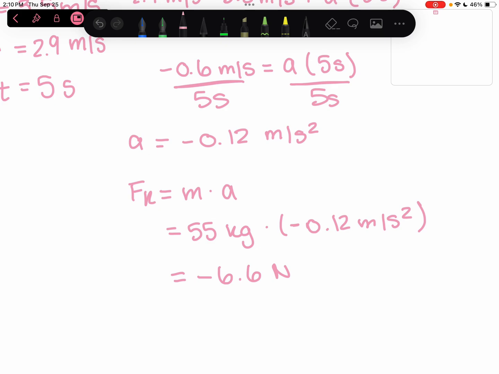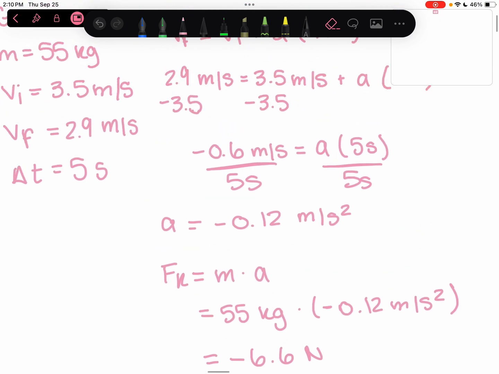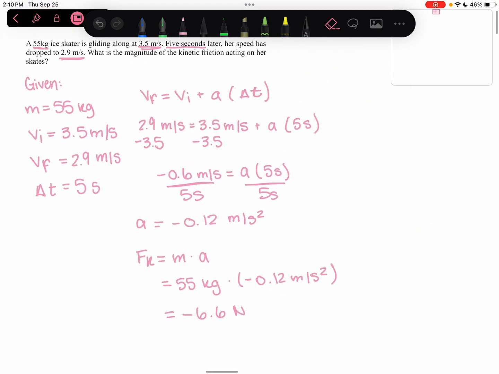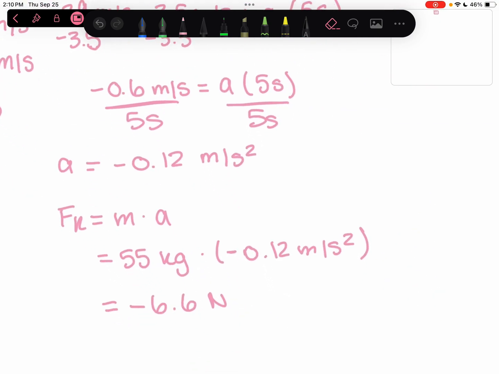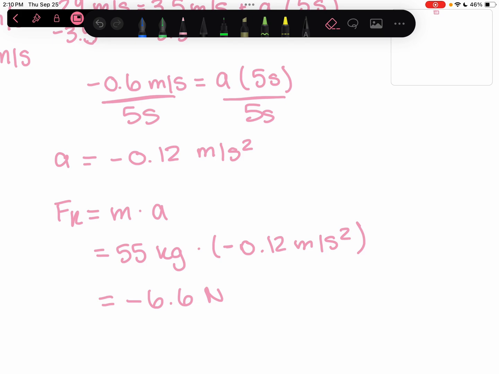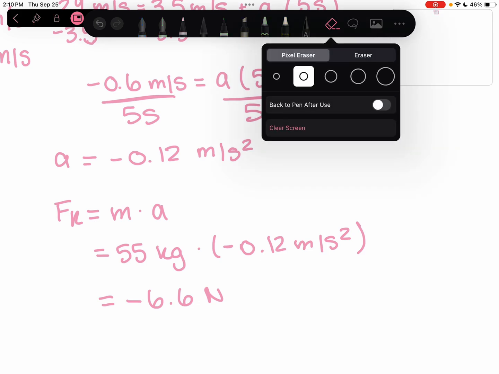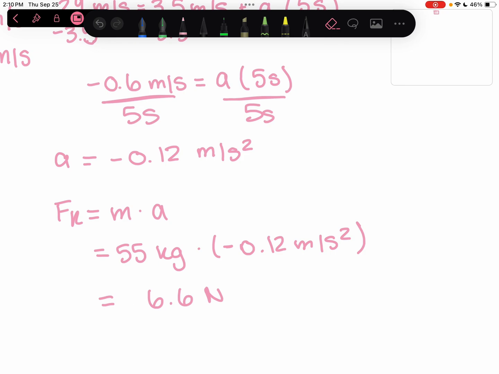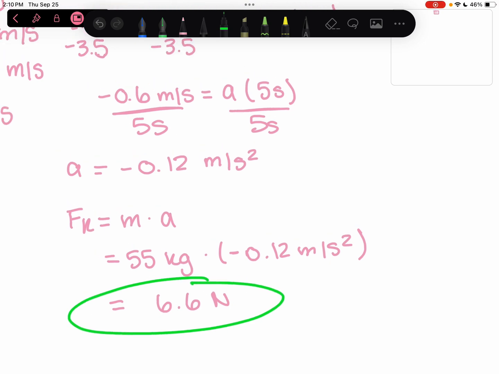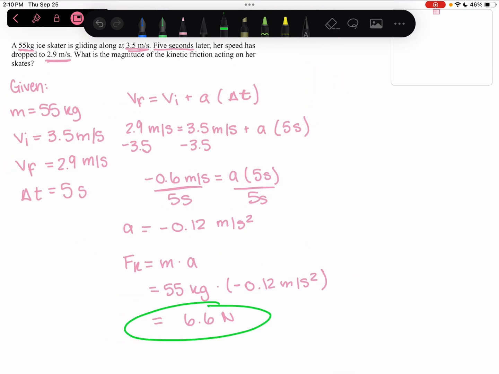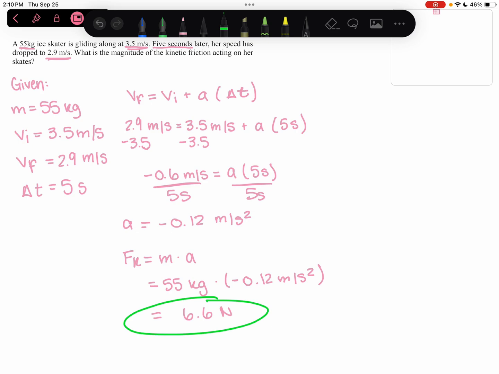However, that is not our answer because they're asking for the magnitude of kinetic friction. Since they're asking for the magnitude, that means they're asking for the size of the force, not the direction. In that case, we will erase this negative, and our final answer will just be positive 6.6 newtons for our magnitude of kinetic friction. That's our answer, and here's the math that we did to get that answer.